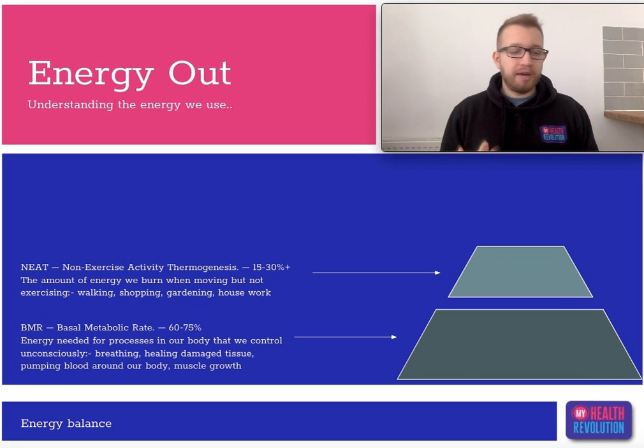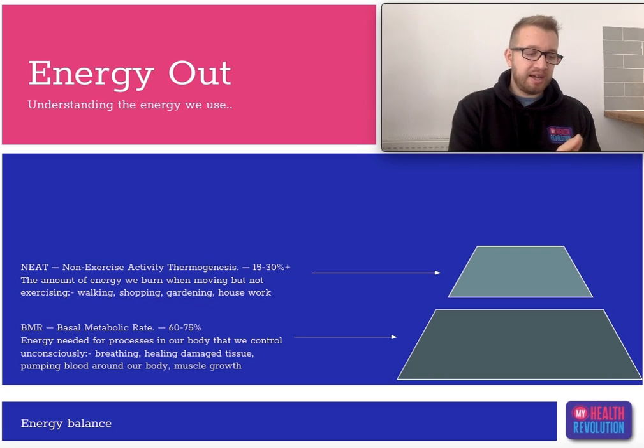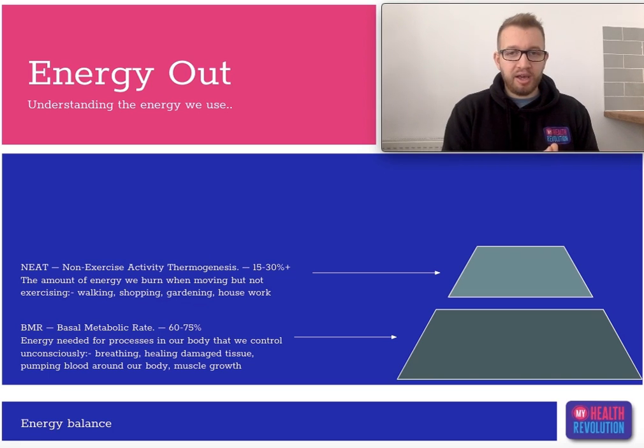If you're a postman, for example, your NEAT's probably going to be through the roof because you're probably banging out 25, 30,000 steps on your working days. Whereas if you're an office worker and you're only doing 3,000 steps a day, naturally that's a big swing. So this is where you can get the most wins. This is where you can really increase your expenditure, your energy out.